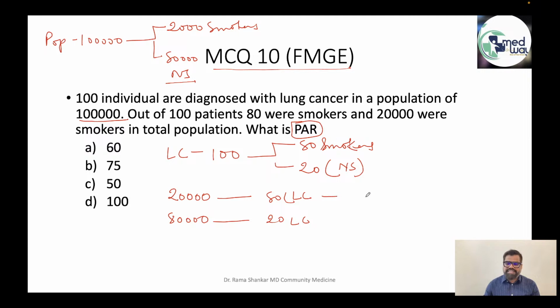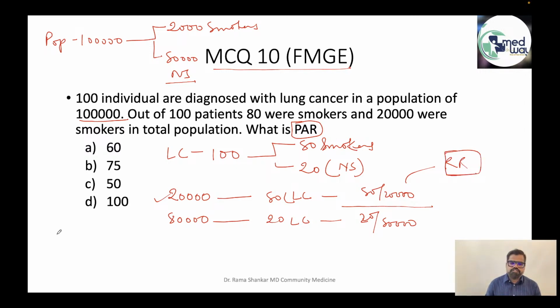So if I ask you what is the incidence in this group, what will you do? 80 by 20,000. What is the incidence in non-exposed? You will say 20 by 80,000. So if you take the ratio of this, it becomes the relative risk. Simple, right? So this is the way you calculate relative risk here. If somebody asks you, okay, relative risk, what is the attributable risk? So let me calculate that also for you.